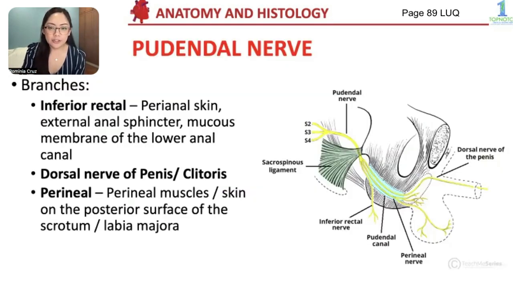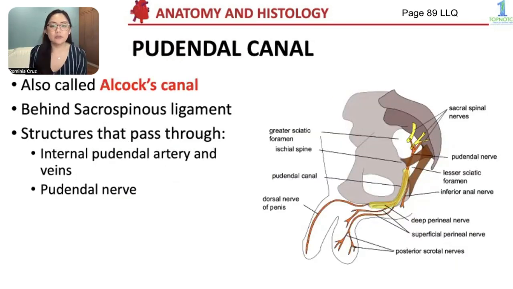And the pudendal nerve gives off other terminal nerves that would innervate the perineum, specifically your inferior rectal, your dorsal nerve to the penis or clitoris, and your perineal nerve. Okay. So for us to block it, we first need to know its pathway.